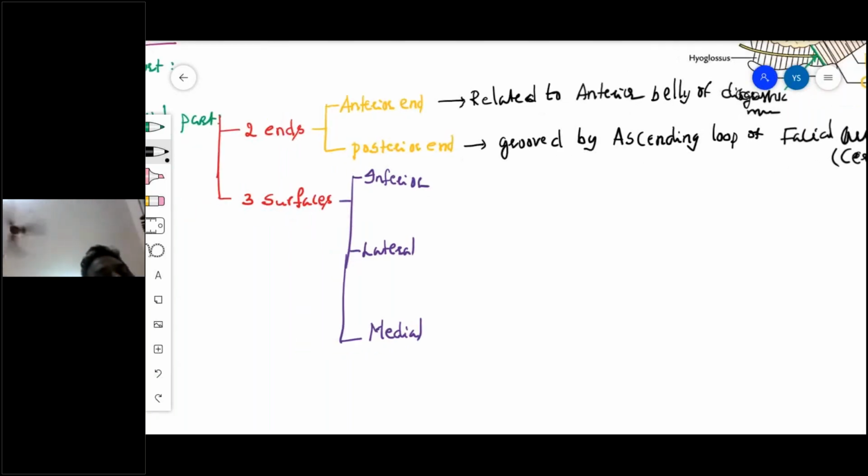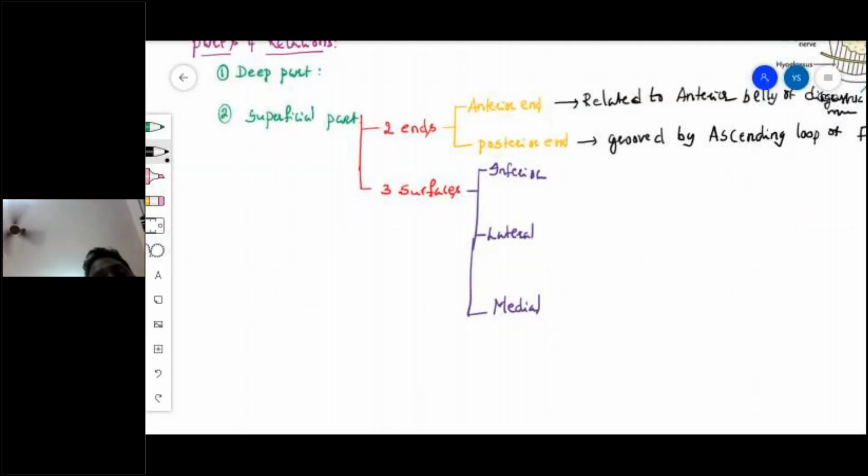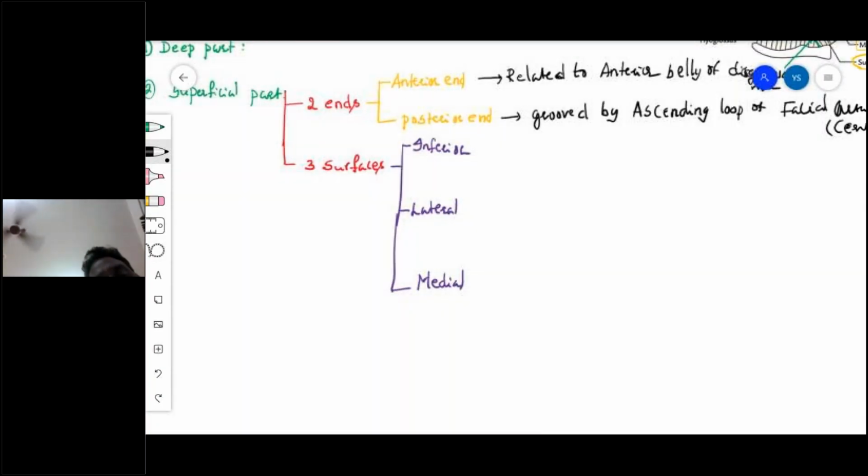And next we come to the three surfaces of the superficial part. So name the three surfaces of superficial part. Inferior, lateral, and medial. These are the three surfaces. So first we see the inferior surface relations.